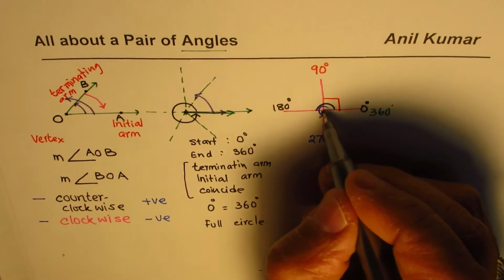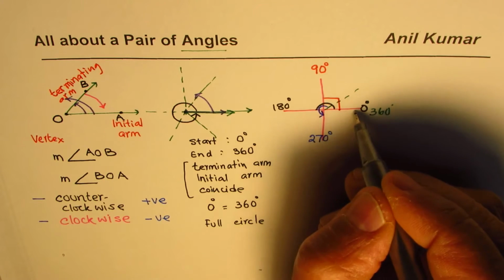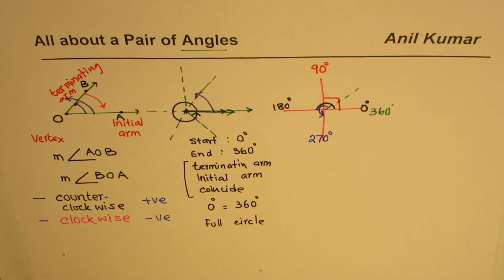And then if I move my terminating arm further, I again start from 0 normally, right? There will be cases where we'll do more than 360 degrees, but for the time being, we'll just restrict ourselves to 360 degrees. Okay, so that is what you understand here.